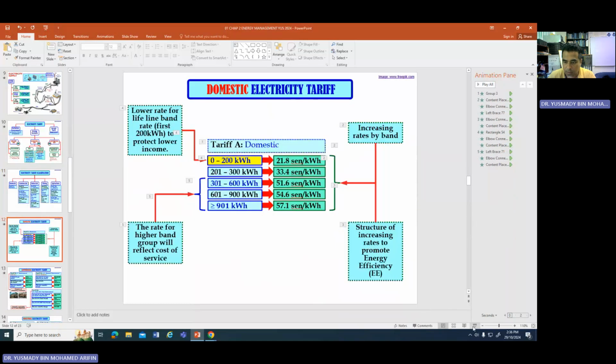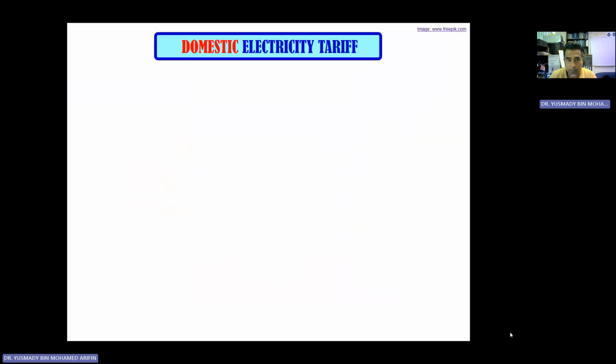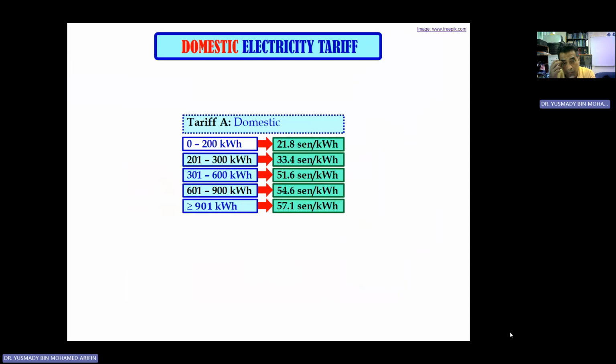Okay, first we discuss the domestic electricity tariff. So this is the table of electricity tariff under tariff A for domestic. Between 0 to 200 kilowatt hours, 21.8 cent; 201 until 300 kilowatt hours, 33.4 cent; 301 until 600 kilowatt hours, 51.6 cents; 601 until 900 kilowatt hours, 54.6 cents; and greater than 901 kilowatt hours, the price will be 57.1 cents per kilowatt hour.